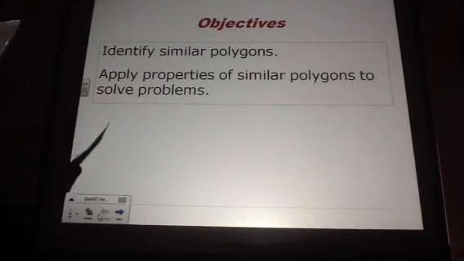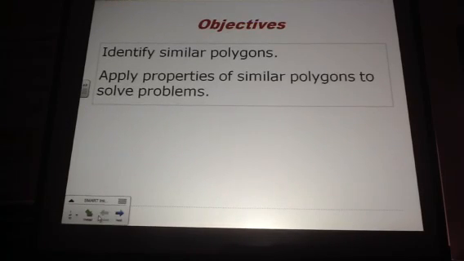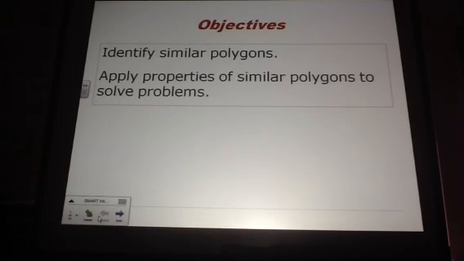Alright guys, today we're going to start Chapter 7, Unit 7, and our objectives are to identify similar polygons, apply properties of similar polygons to solve problems.